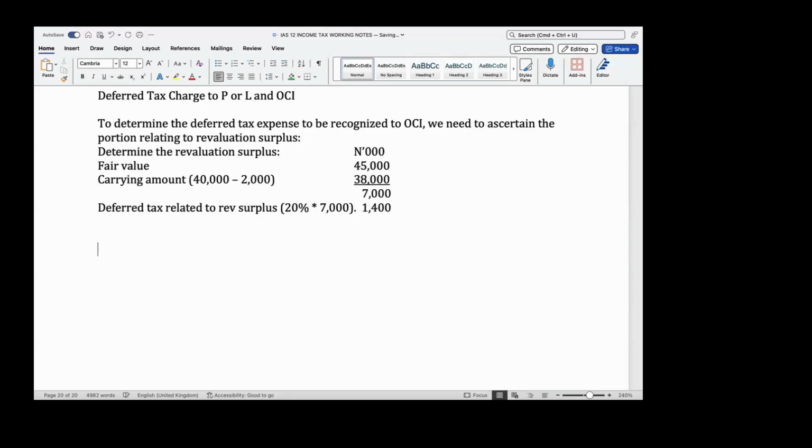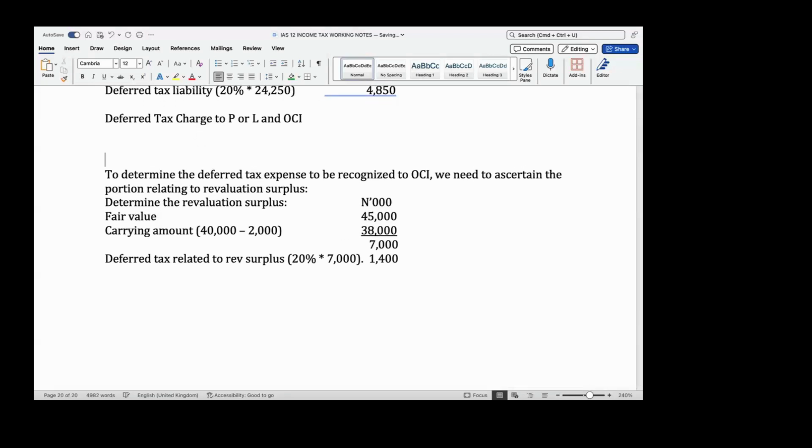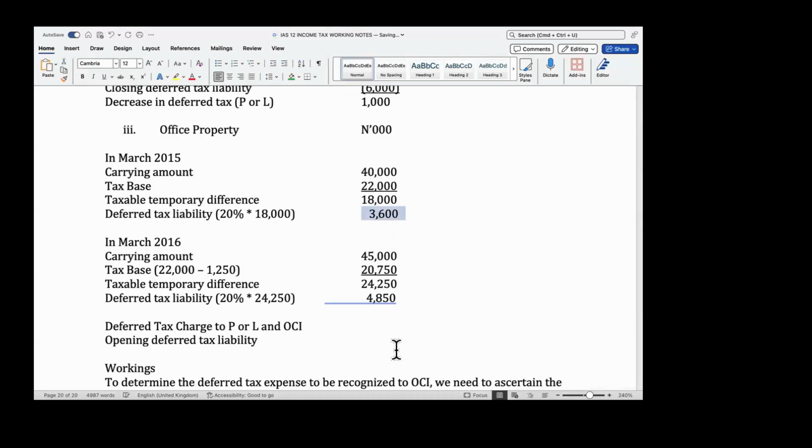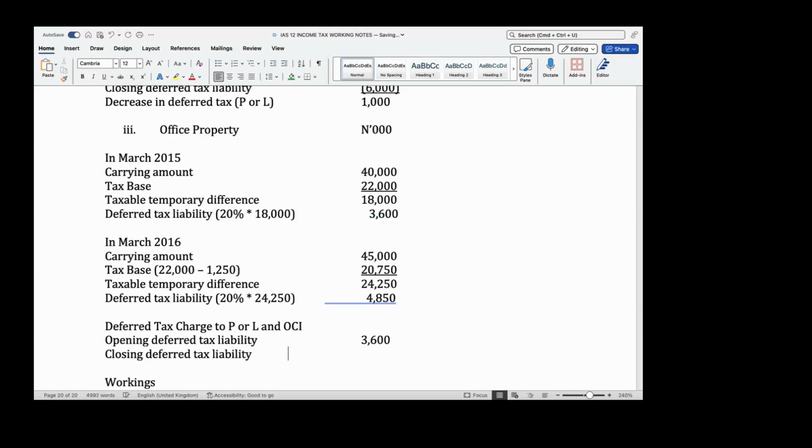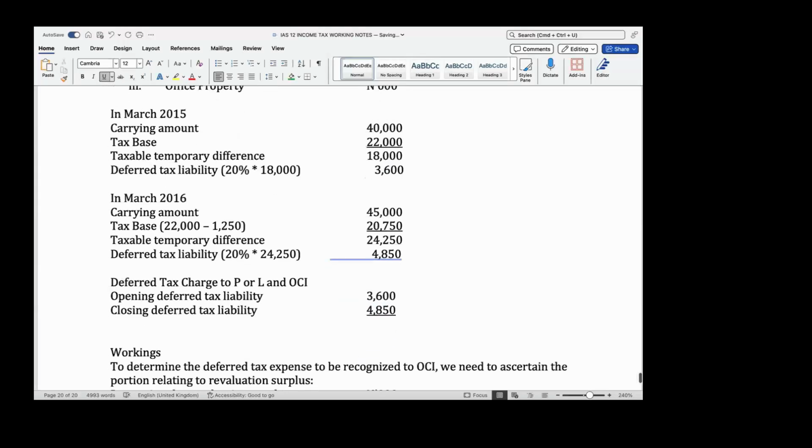So now, let's then get the deferred tax charge. So let me say workings for this now. So I can then do my opening deferred tax liability, which is 3,600. The closing deferred tax liability, which is 4,850. Can you get me the difference? There's an increase in deferred tax. What was the increase? That's 1,250.